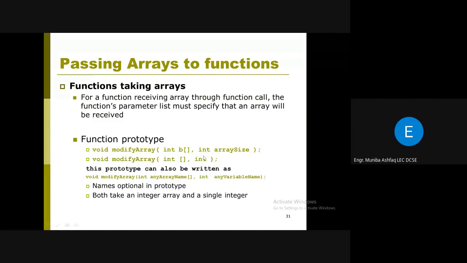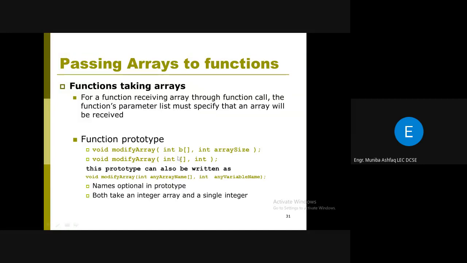Then comma, int, we just simply write int in the prototype. I'm talking about the function prototype. Name optional in prototype. Both take an integer array.